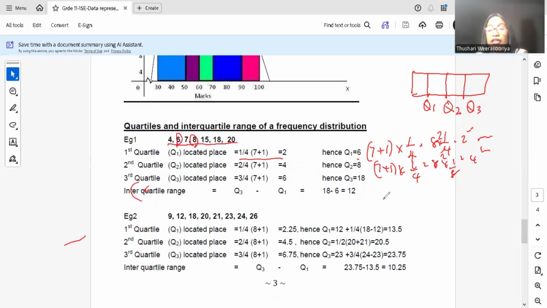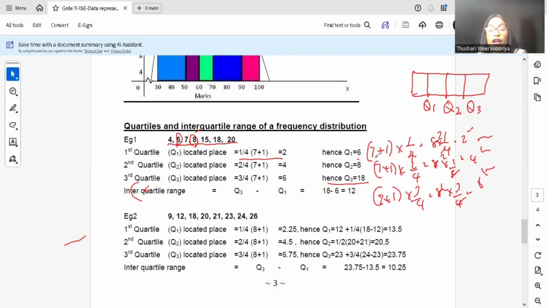Then Q3, 7 plus 1 into 3 over 4. That is 8 into 3 over 4. Then 8 you can get the sixth number. Sixth number, 1, 2, 3, 4, 5, 6. That is 18. Right?